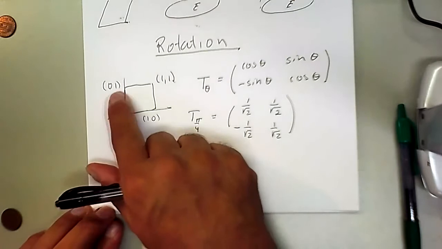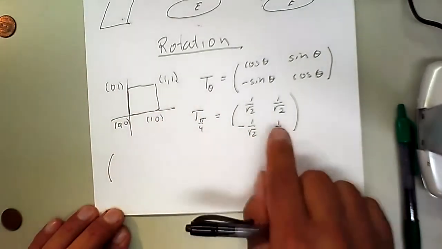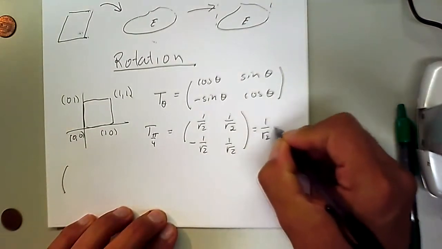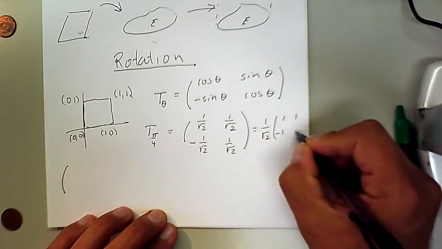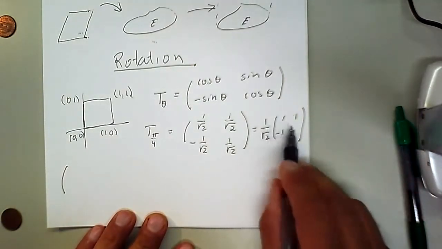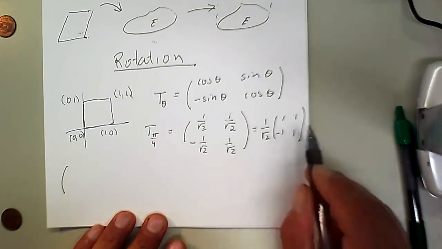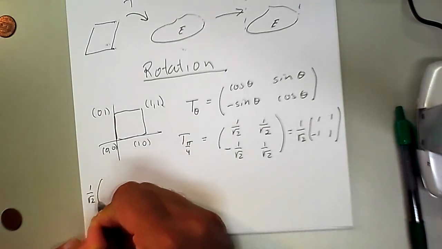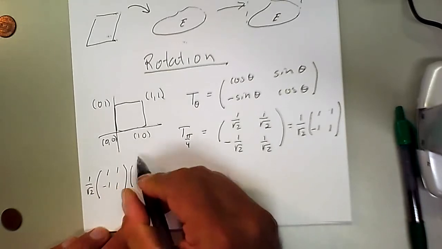How about 0, 1? All right, so let's write down the matrix. I'm going to factor out 1 over the square root of 2, because then we end up with a super easy matrix to work with. In matrices, we can factor, as long as we factor from each one of the elements in the matrix the same amount, we are okay.